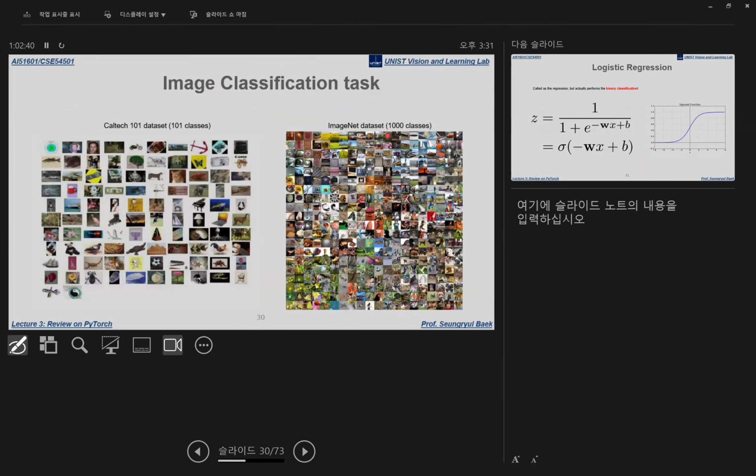And for example, Caltech 101 is also a dataset proposed by Caltech researchers and has 101 classes, okay? And the ImageNet dataset, which is the largest-scale image classification dataset, has 1,000 classes, okay?